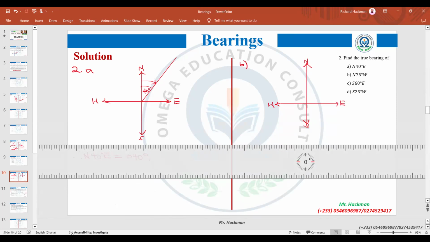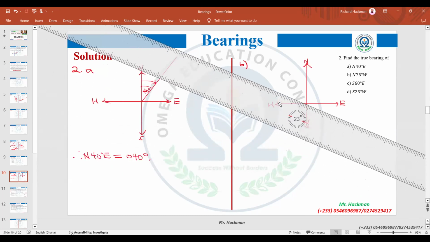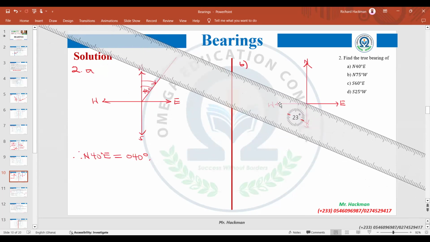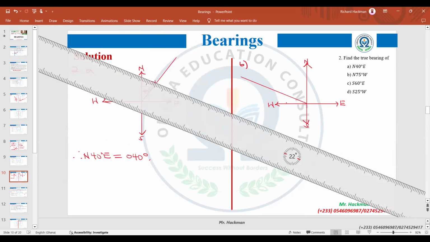You know that between north and west, 75. So north, you move 75 towards what? West. So the 75 degrees line will be closer to the west than to the north, because you've gone beyond the 45, which is the midway line. If you are drawing it, this will become the picture. Now you know this angle here is 75 degrees.